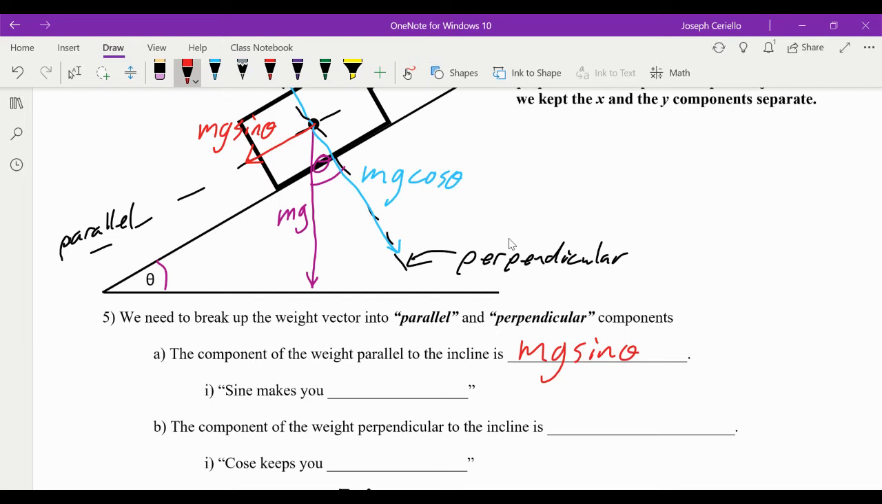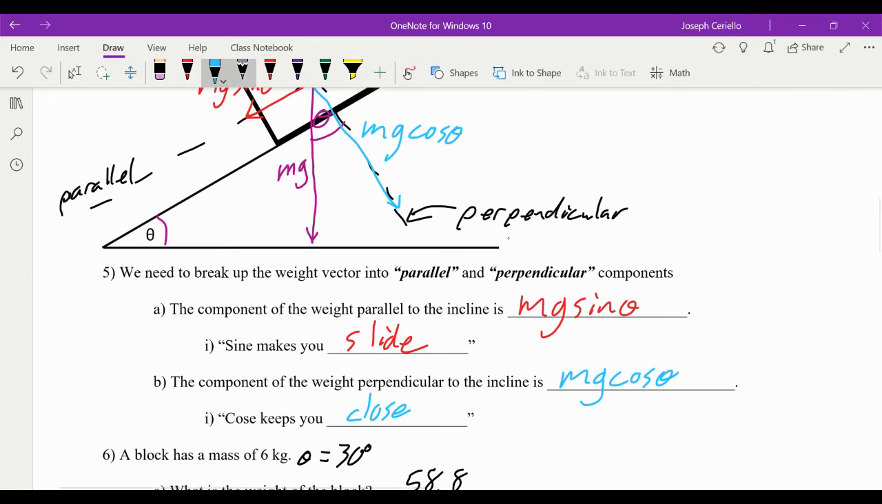And just remember that by saying mg, well, that's weight, but sine or cosine, how do you know which? Sine makes you slide, the one that makes you slide down the inclined plane. And the component perpendicular to the incline is mg cosine theta. Cos keeps you close, it points towards the surface of the inclined plane. Honestly, just memorize these. I hate saying it, just memorize these. All right?